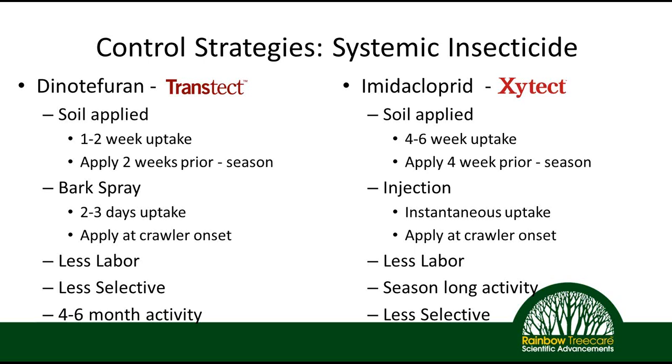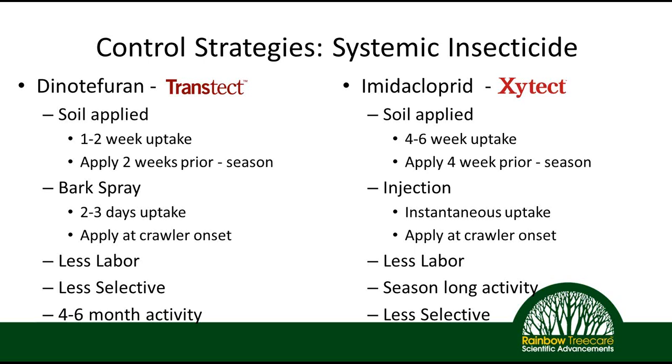Both of these can be soil applied, physically injected into the tree, or bark sprayed. Each has its own uptake time, and they're all on a longevity scale. With Transtec, when you soil apply it, it takes 1 to 2 weeks for uptake, which means about 2 weeks prior to when the season starts, you have to be thinking about applying Transtec. And the season starts when crawlers are present.